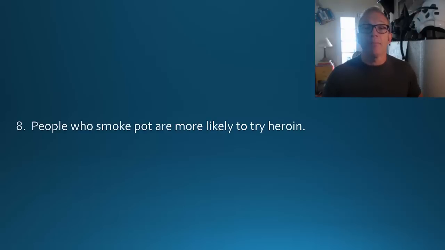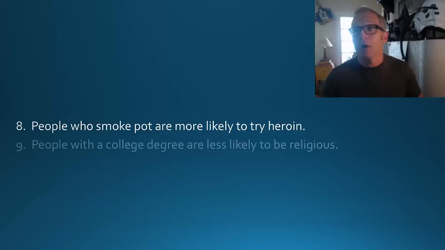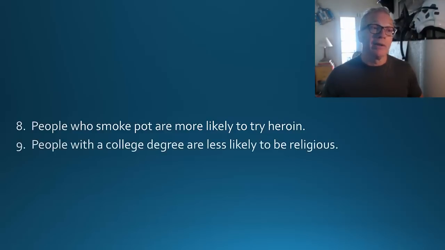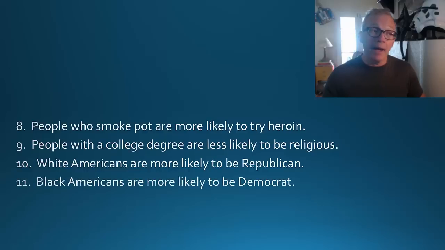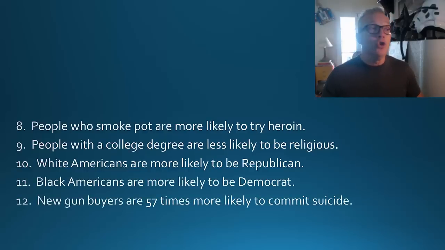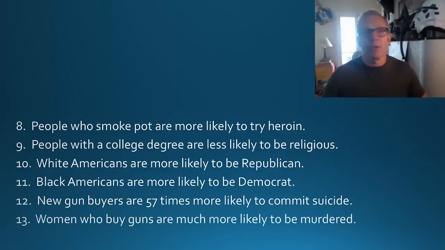It turns out that people who smoke pot are more likely to try heroin. People with a college degree are less likely to be religious. White Americans are more likely to be Republican. Black Americans are more likely to be Democrat. New gun buyers are 57 times more likely to commit suicide. Now, that's not to say that buying a new gun makes you commit suicide, but the two are correlated. So if we look at new gun buyers versus non-new gun buyers, the suicide rate is higher in the first group.